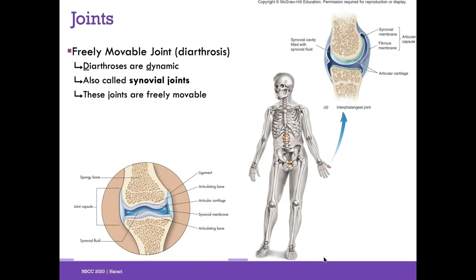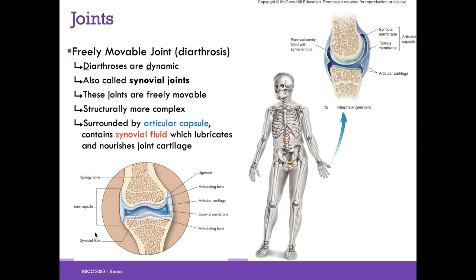Then we finally have the most movable, which are called diarthroses, and diarthroses are dynamic. When you think about joints, most of the time you're thinking about a diarthrosis. These are also called synovial joints, and they're called synovial joints for a reason you'll soon see. And these are the freely movable joints that are surrounded by an articular capsule.